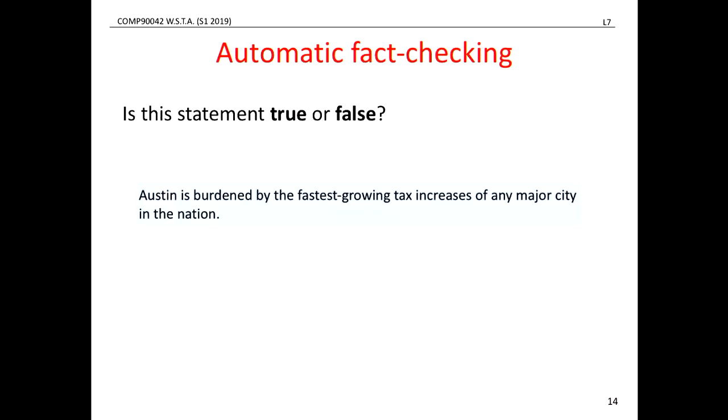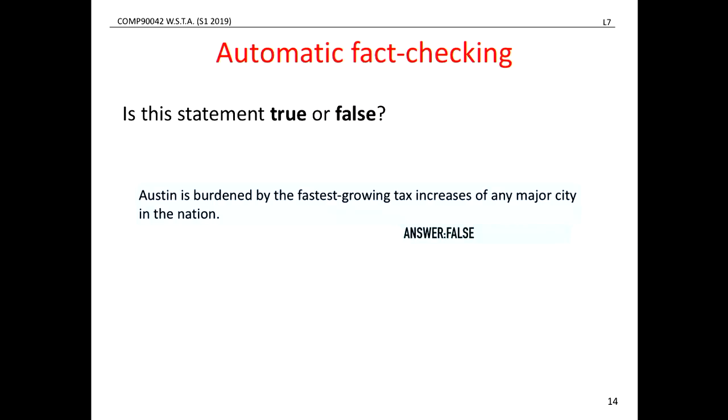Okay, so here's an example. Austin is burdened by the fastest growing tax increases of any major city in the nation, assuming in the US. The answer happens to be false. How you would know this without having any background information is very complex. The way to actually establish whether or not this is true or false would need some kind of retrieval engine.